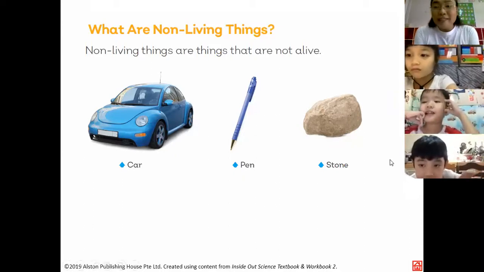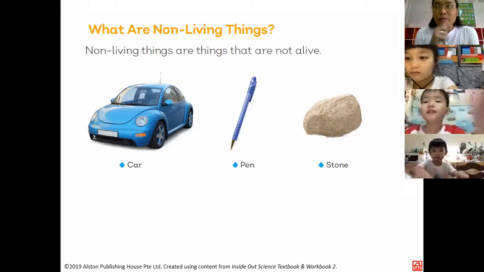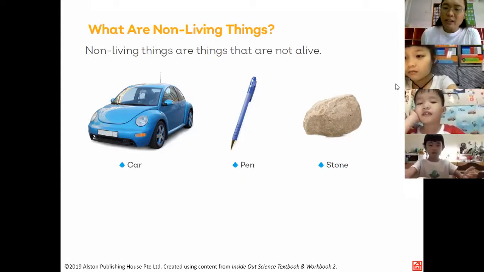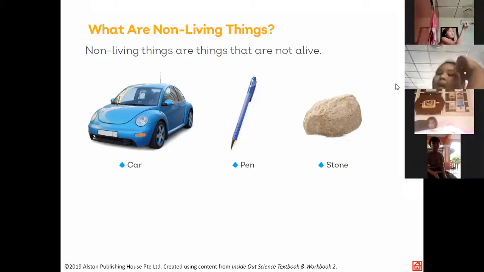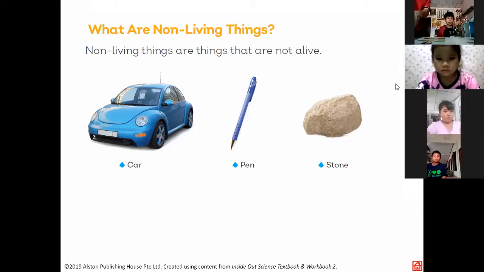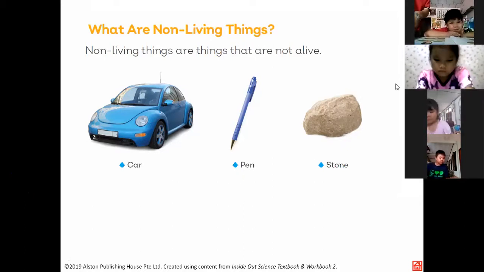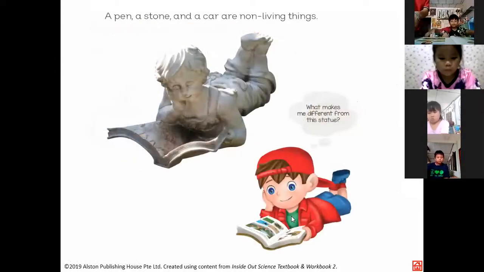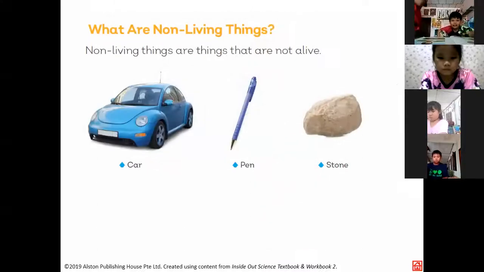What about crayon? Living or non-living? Non-living. What about pencil? Is it living or non-living? Non-living. What about ruler? Is it living or non-living? No. Ruler is non-living. Okay. Give me an example of non-living. Raise your hand.